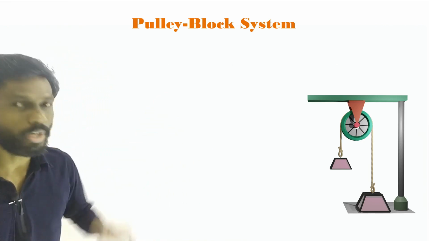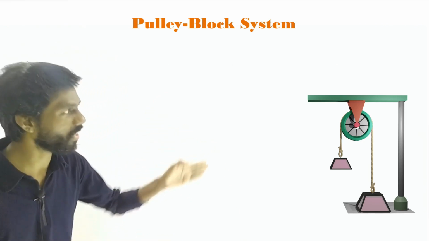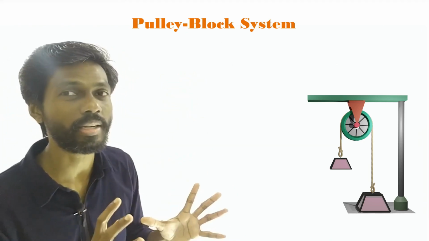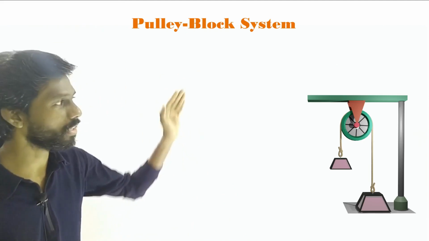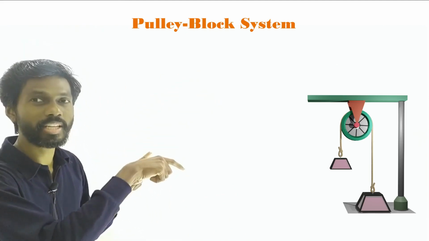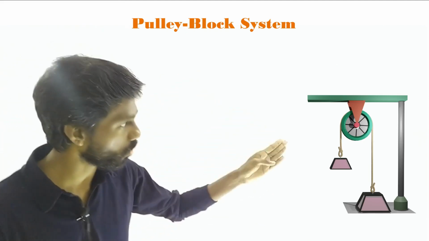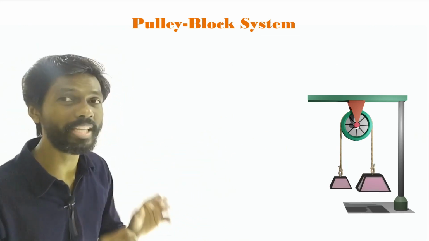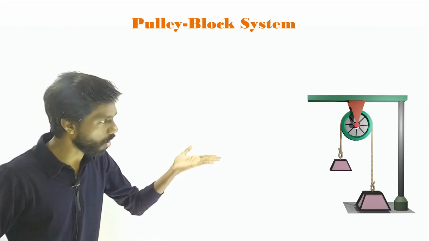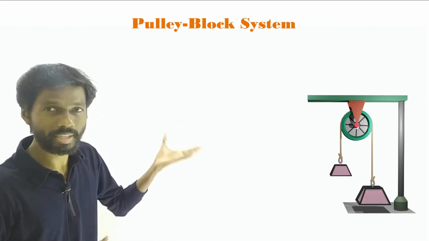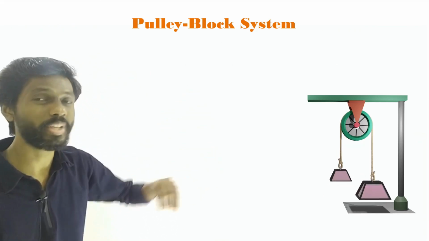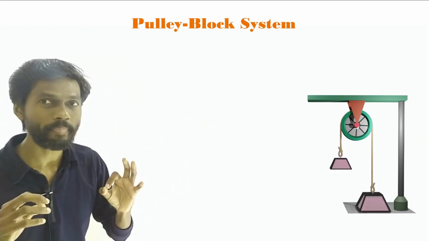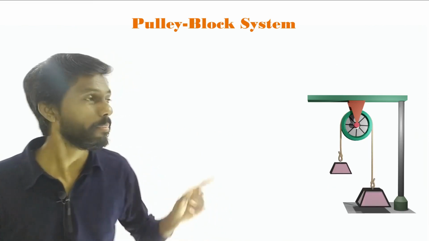See, if this pulley was not there, this string would be straight, so both the blocks would be moving in the downward direction with the same acceleration. But if the string is placed on the pulley, the direction of the string is changed, so the directions of the acceleration of these two blocks are different, but both the blocks move with the same acceleration. If this block moves upwards with some acceleration, the other block moves downwards with the same acceleration. The accelerations of this block and that block are the same, but their directions are different because of this pulley.